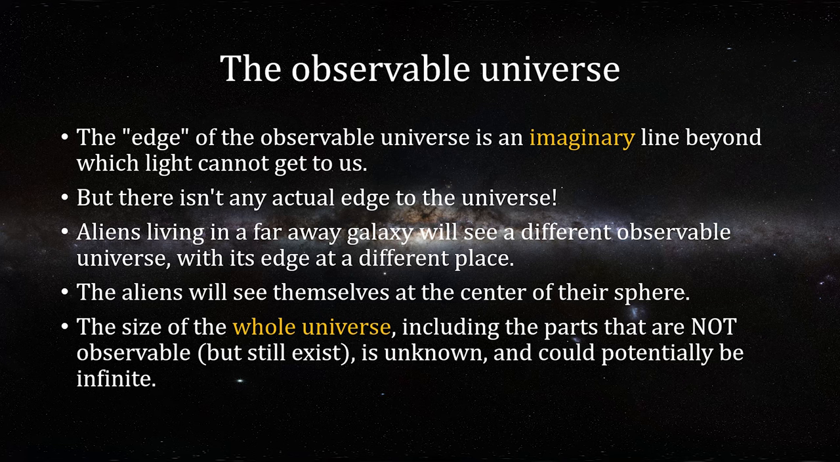Imagine aliens living far away in some different galaxy, let's say a billion light years away. They will see a different observable universe, and the edge of their observable universe is going to be at a different place, still at the same radius of 46.5 billion light years, but a different place than the edge of our observable universe. And again, this is because of the travel time of light. There are galaxies from which light has had time to reach us, so they are within our observable universe, but they haven't yet had time to reach the aliens in this other galaxy, so they are not in the aliens' observable universe.